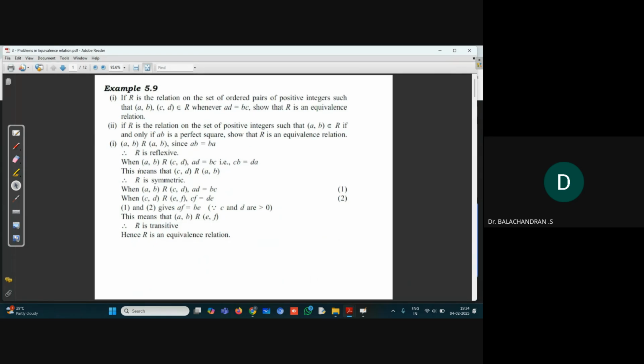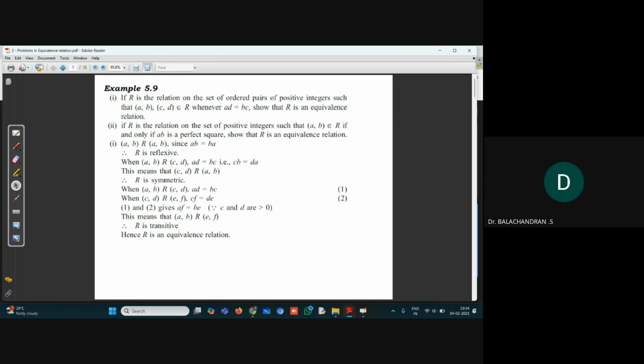The next problem: in these slides you can see example 5.9. Here there are two subdivisions, 1 and 2. The first subdivision we already discussed. I will show you where we discussed it.